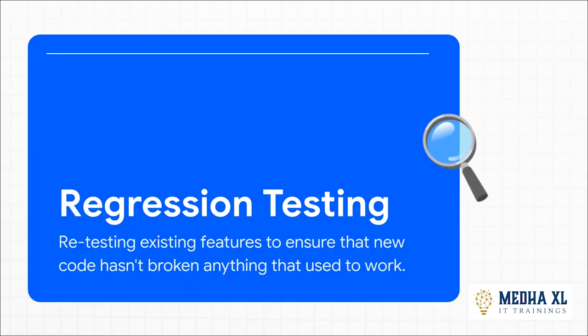Now, while we're busy testing all the cool new features, we have to be careful. We have to make sure we didn't accidentally break something that was already working perfectly fine. And that's where this critical safety net comes in. It's called regression testing, and it's all about protecting what we've already built.